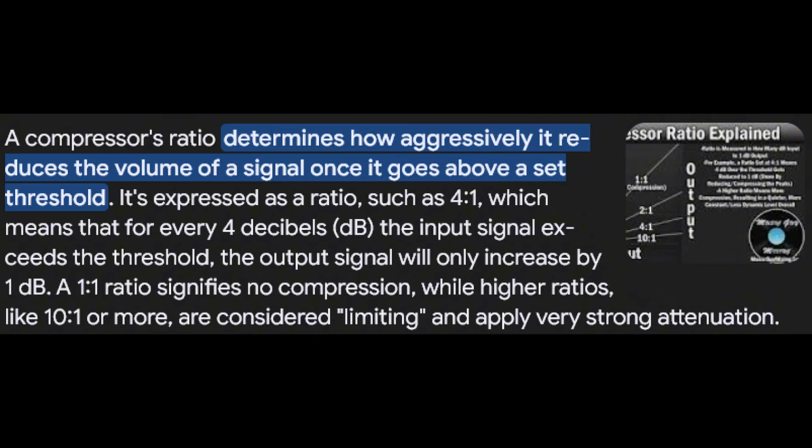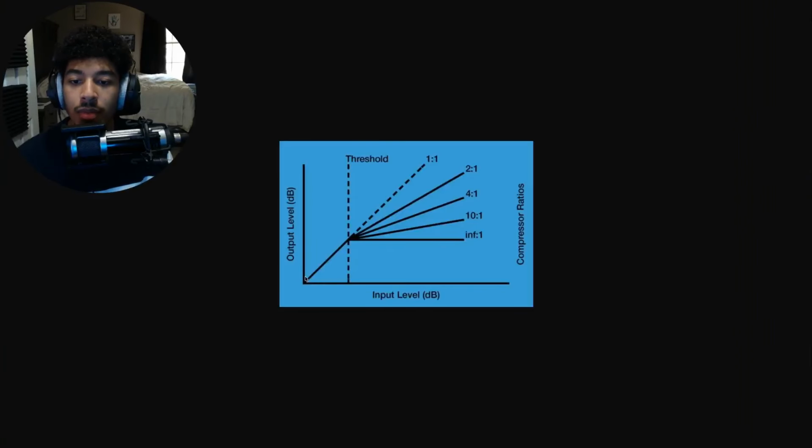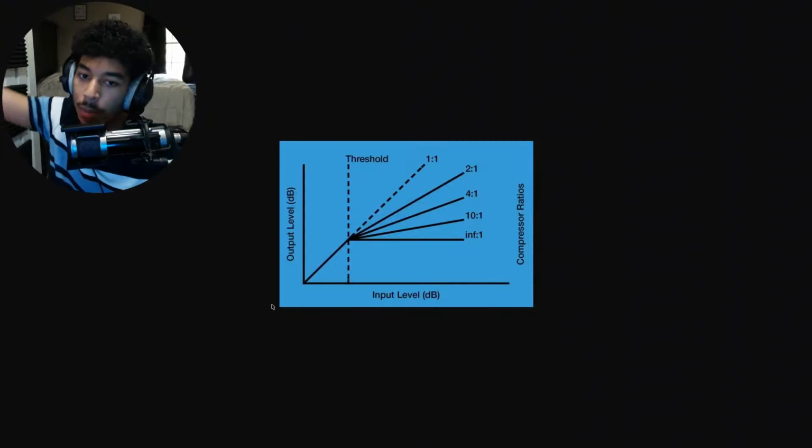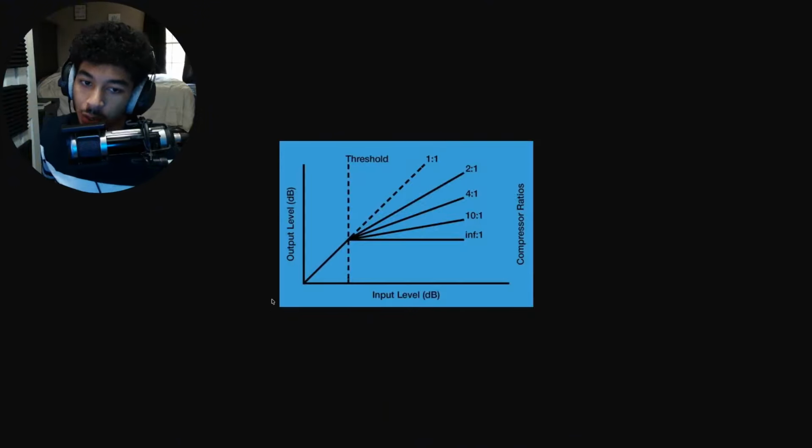Okay, guys, it's editor Sean VI here, and I'm not the best at explaining things, as you can see, but the ratio is technically just how aggressively it reduces the volume of the signal once it goes above a set threshold. A ratio of 4 to 1 means every 4 decibels that comes in, it's going to only increase the output by 1 decibel. So a 1 to 1 basically is doing nothing. That's why you see the dotted lines. So the lower you have the number, it's just going to be all the way up there, volume wise, anyways.